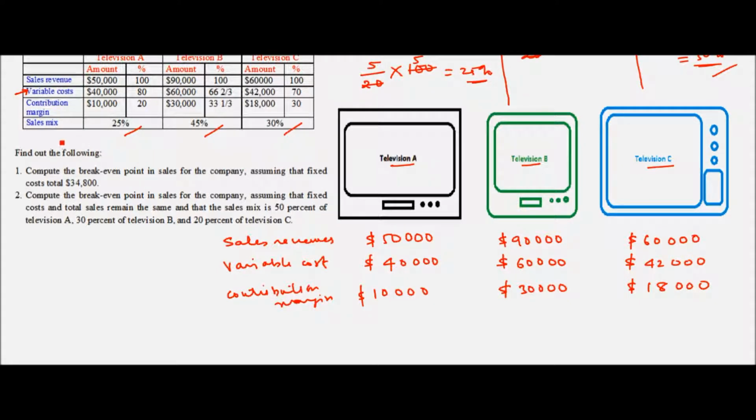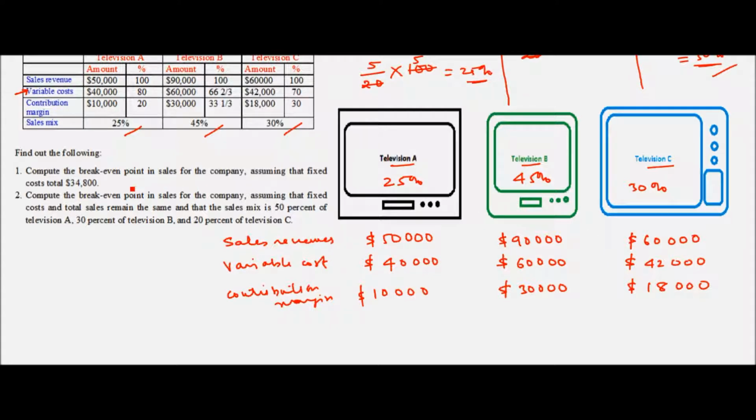Now we have also been given the sales mix, which is the relative sales of each of the television types. So out of the total sales of television, the sales of television A makes up for 25% of sales revenues. Television B makes up for 45% of the sales revenues, and television C makes up for 30% of the sales revenues.